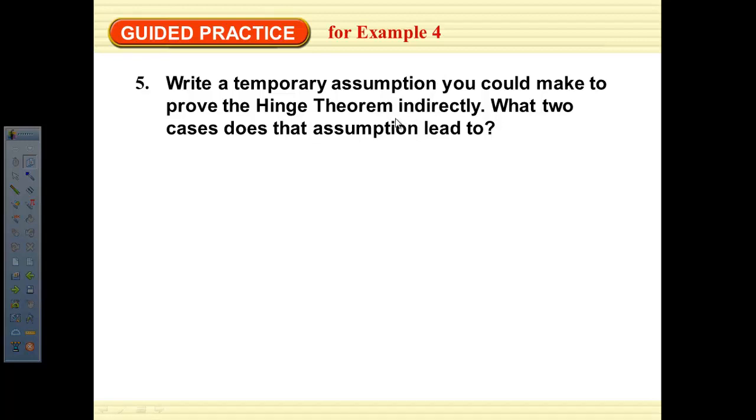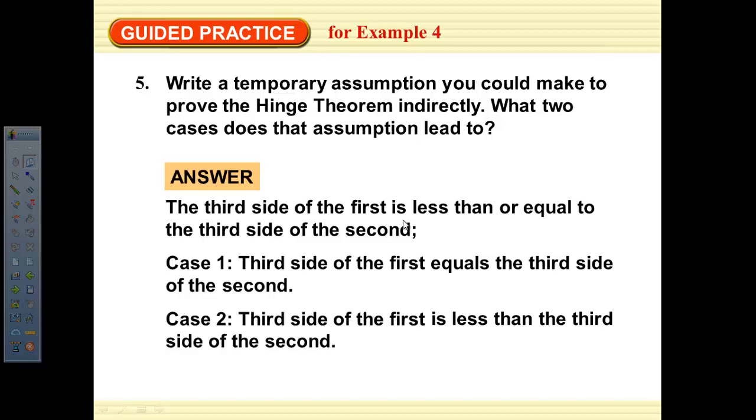Our conclusion is that the third side of the first triangle will be bigger than the third side of the second triangle. So the opposite of that would be that they're less than or equal to. So the third side of the first triangle will be less than or equal to the third side of the second triangle, and we have to break that up into two pieces. Case 1 would be where the third side equals the third side, and case 2 would be where the third side is less than the third side.